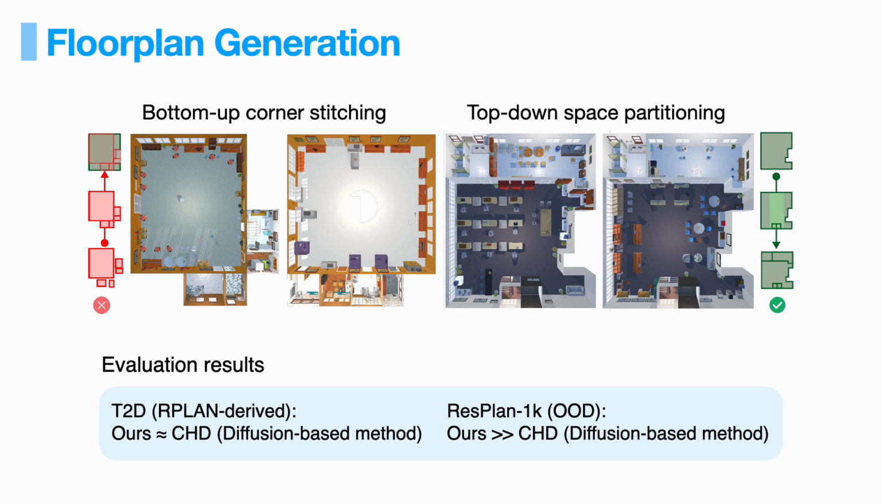Experimentally, on the T2D benchmark, our method performs comparably to ChatHouseDiffusion. But on the more complex out-of-distribution ResPlan 1K benchmark, our method performs substantially better. The key takeaway is: MLLM plans and points, geometry solves and verifies.